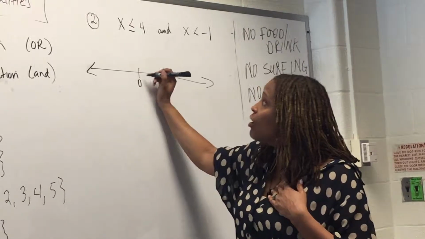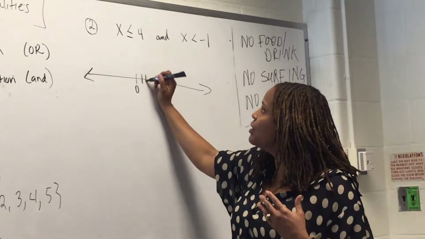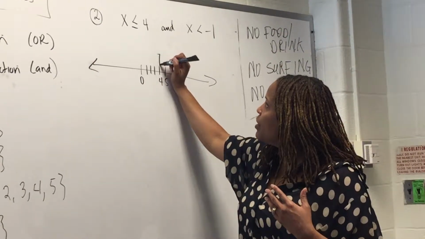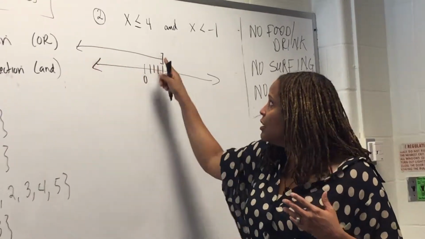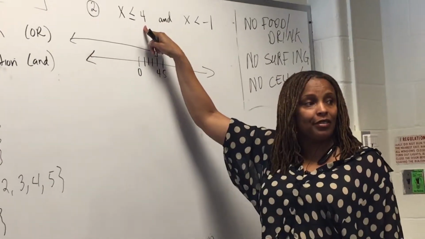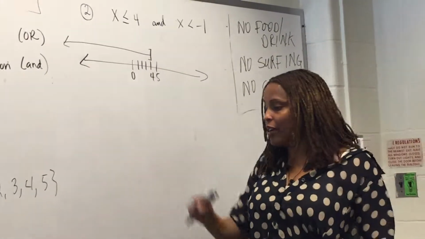So I draw me a number line. So x greater than or equal to 4, 1, 2, 3, 4. That's going to be a bracket and this way. Any number that this line goes over represents this set. Are you okay with that? Yeah. Okay.